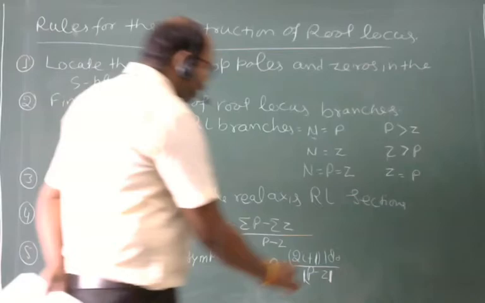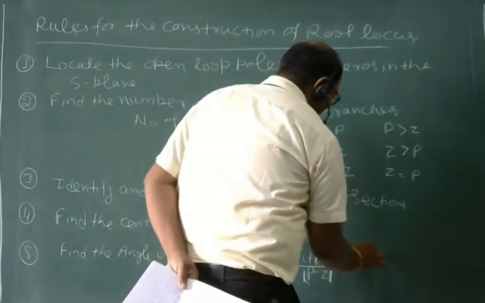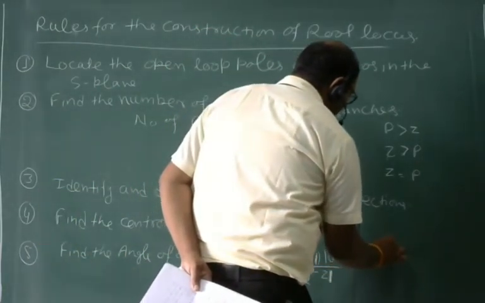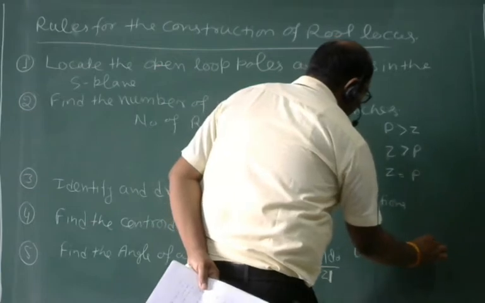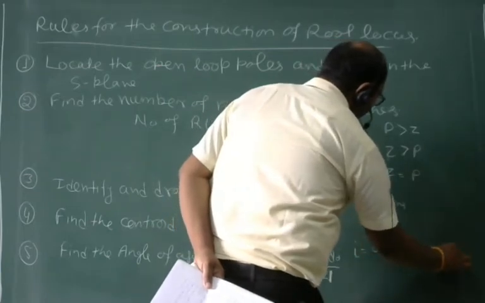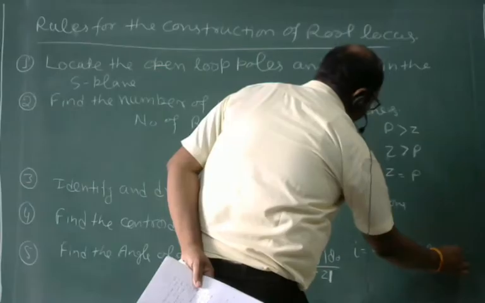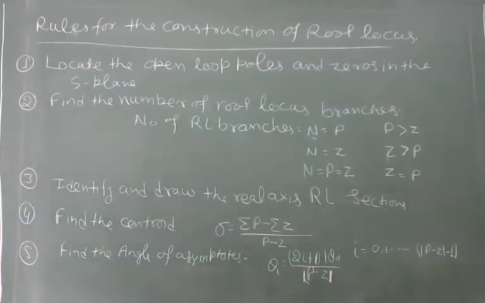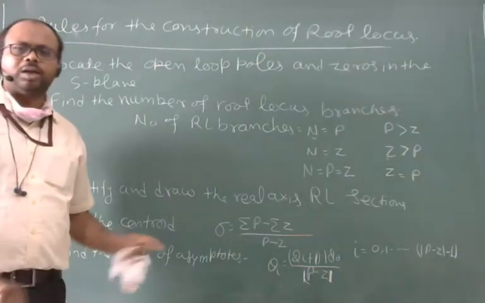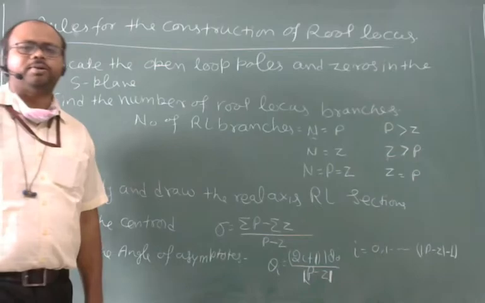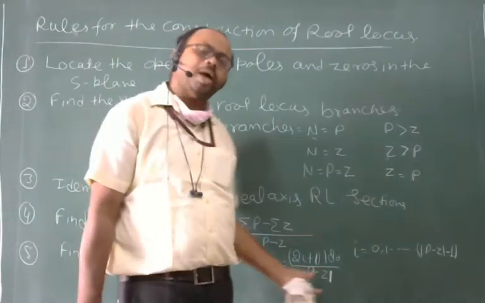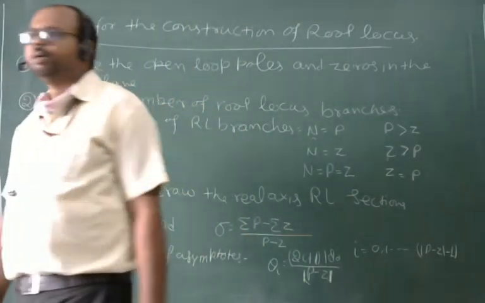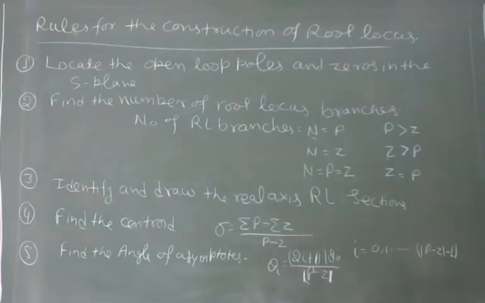Where i is from 0 to modulus of p minus z minus 1, right? And this is true for the negative feedback. For positive feedback, the angle will be 2i into 180 divided by modulus of p minus z, right?